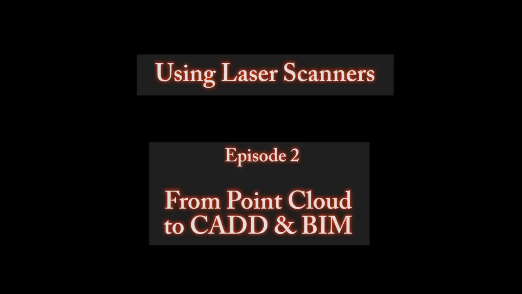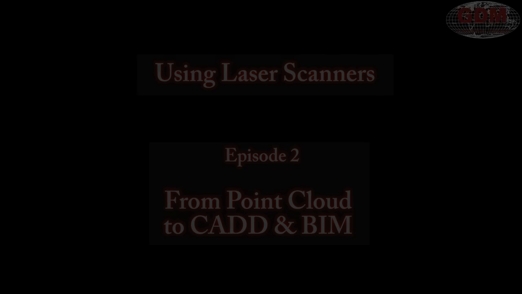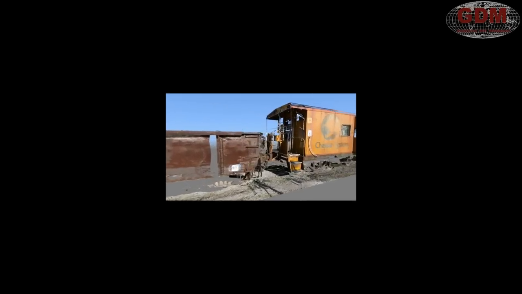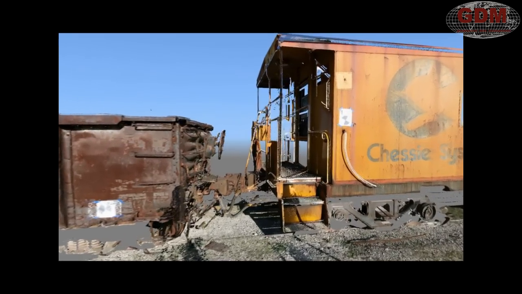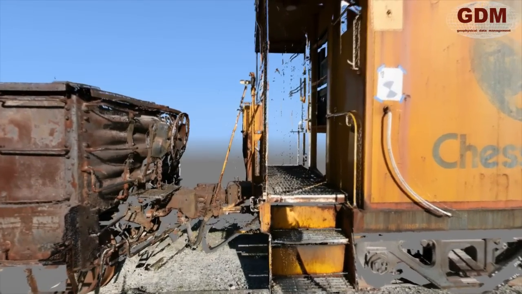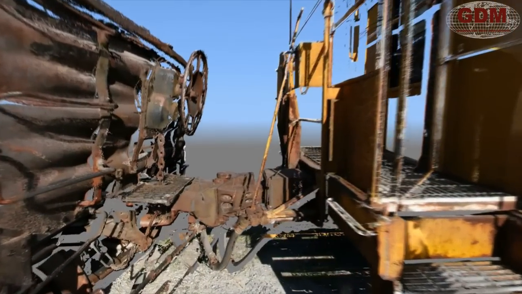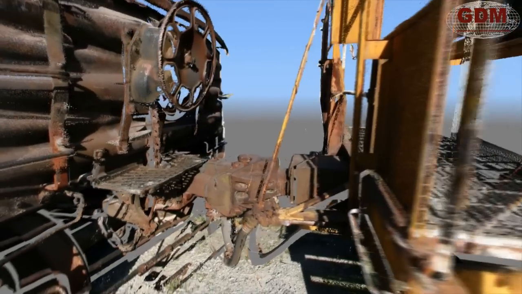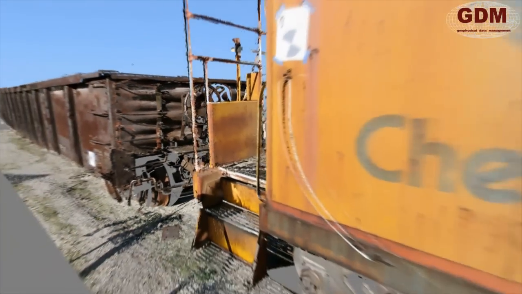In episode 1, we discussed the many advantages of using point clouds. But what are the downsides to using point clouds? First and foremost, file size. Point clouds can produce very large files. The average phase-based scanner can collect 4 to 5 gigabytes of data per day.